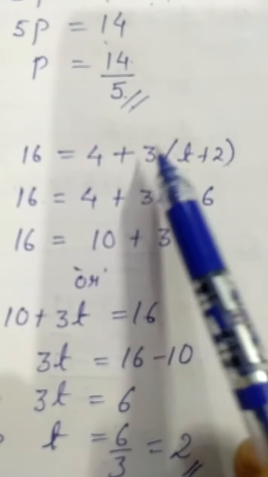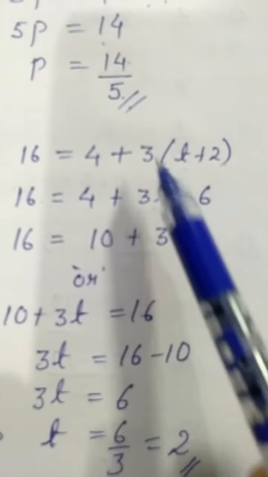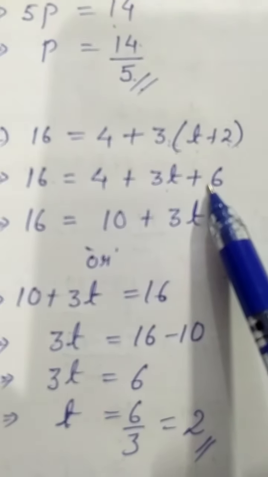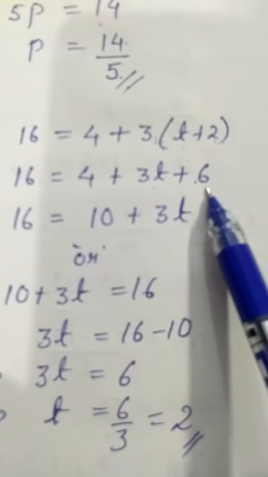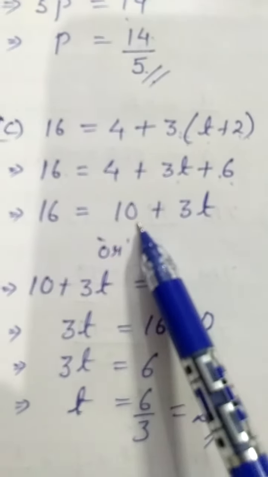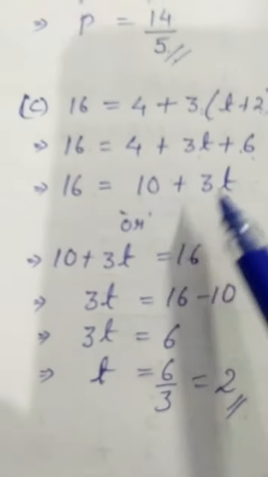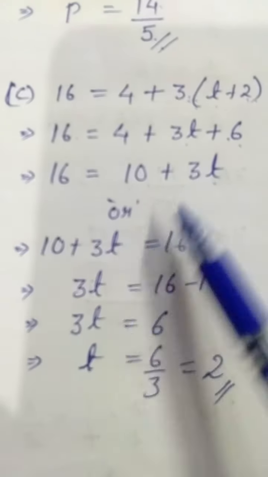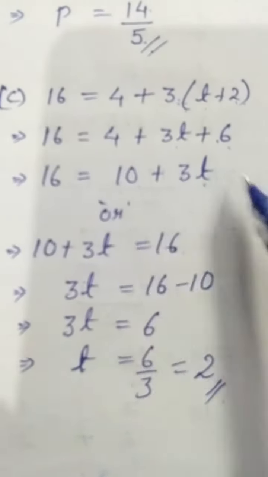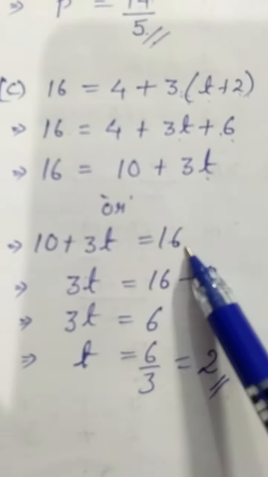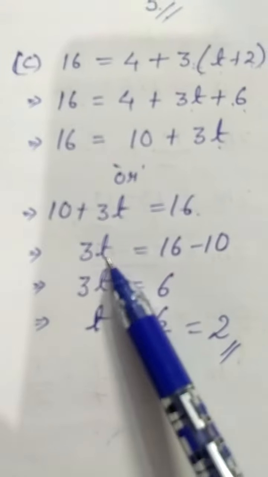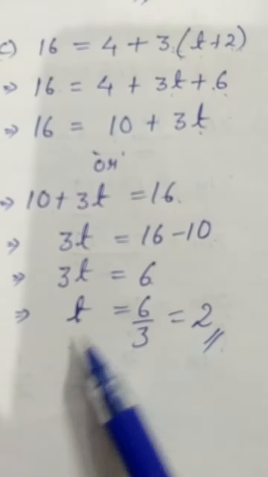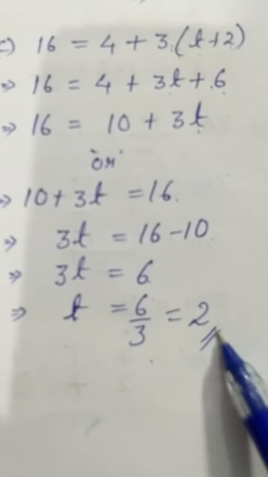Please remember. So here what are we doing? We are multiplying first. So 3 into t is 3t. 3 into 2 is 6 when you will open the bracket. Okay. Now 4 plus 6 is what? 10. So it is 10 plus 3t. Right. So now it can be written as 10 plus 3t is equal to 16. Either you write 16 is equal to 10 plus 3t, or you can write it as 10 plus 3t is equal to 16. So now 3t will be equal to 16 minus 10, which is equal to 6. So t will be equal to 6 upon 3, that is equal to 2.